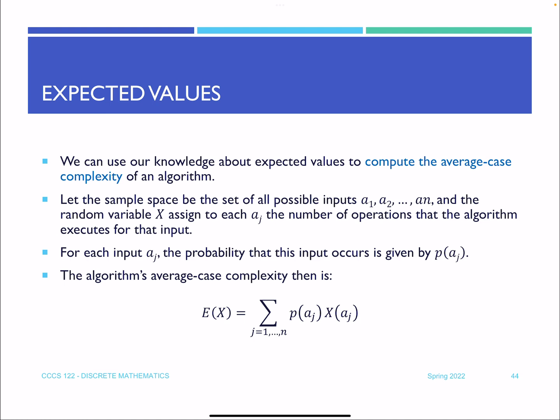And we can use our knowledge about expected values to compute the average case complexity of an algorithm. So, for example, let the sample space be the set of all possible inputs, A1, A2, up to AN, and the random variable x assigned to each AJ the number of operations that the algorithm executes for that input. So for input AJ, the probability that this input occurs is given by this function over here.